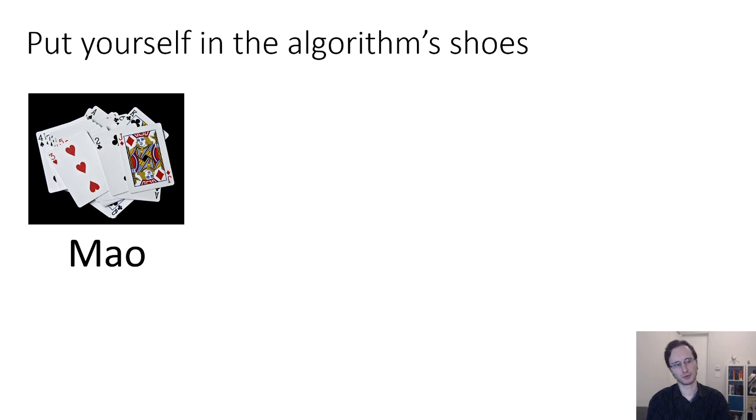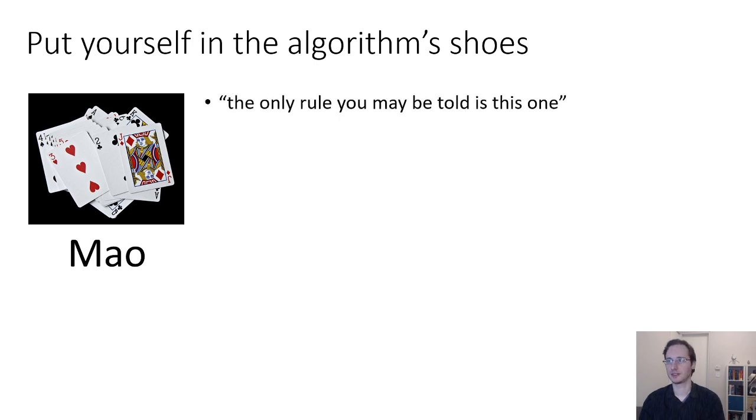To try to understand kind of how the algorithm feels when trying to play one of these games, let's think of a different example, an example that's a lot less intuitive for humans. So there's a card game called Mao. It's also similar in principle to a game called Calvin Ball. The idea is that the only rule you may be told is this one. So when you start playing the game, you just don't know the rules of the game, and one of the players, who's the chairman, can call you out for not following a rule, but they don't explain the rule to you.